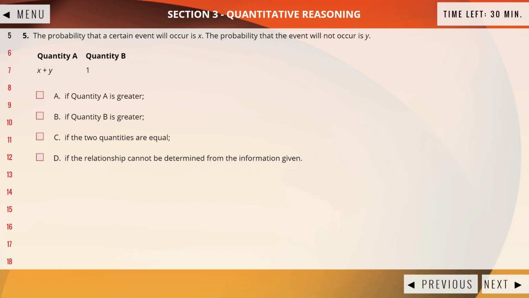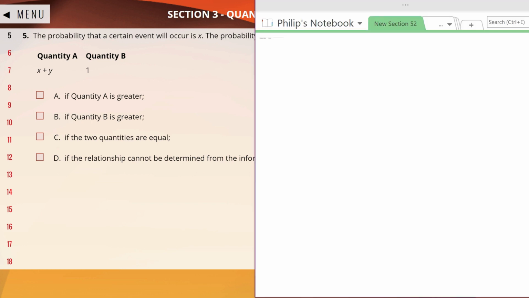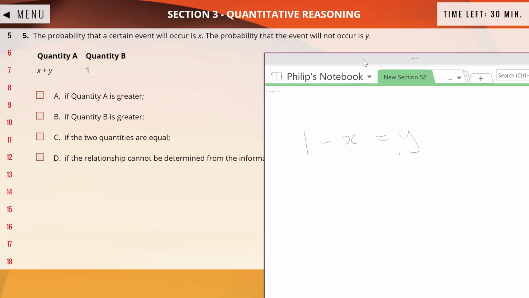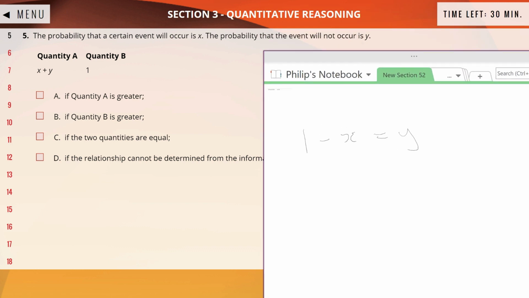Okay, this question. The probability that a certain event will occur is X. The probability that an event will not occur is Y. Well, if the probability that a certain event will occur is X, the probability that it won't occur is 1 minus X. So they're basically telling you that 1 minus X equals Y, because the probability that the event will not occur, which we know is 1 minus X, equals Y. So there's a little equation that we can create.